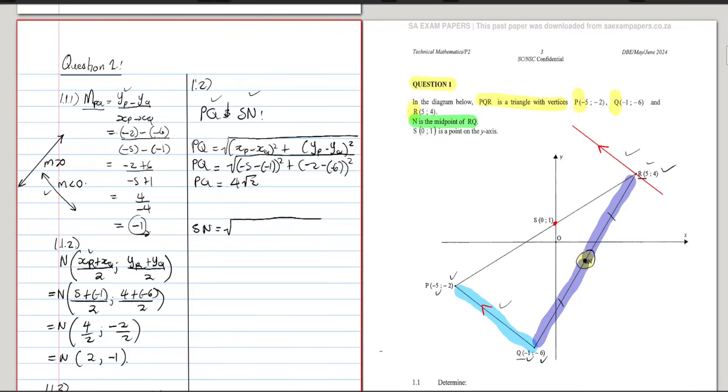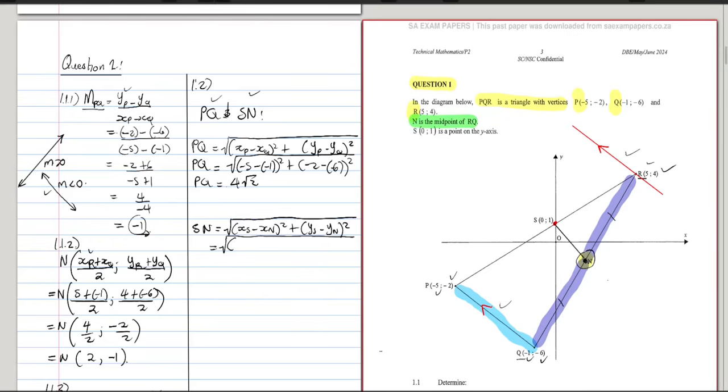SN is the square root of xs minus xn squared, plus ys minus yn squared. Okay, so we are looking for this distance. I see what they were doing with this question. This is actually the midpoint theorem, but we're going to talk about that later, not now.